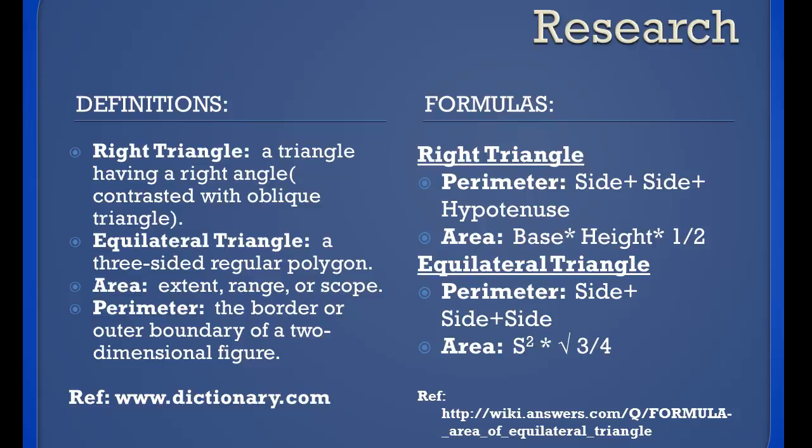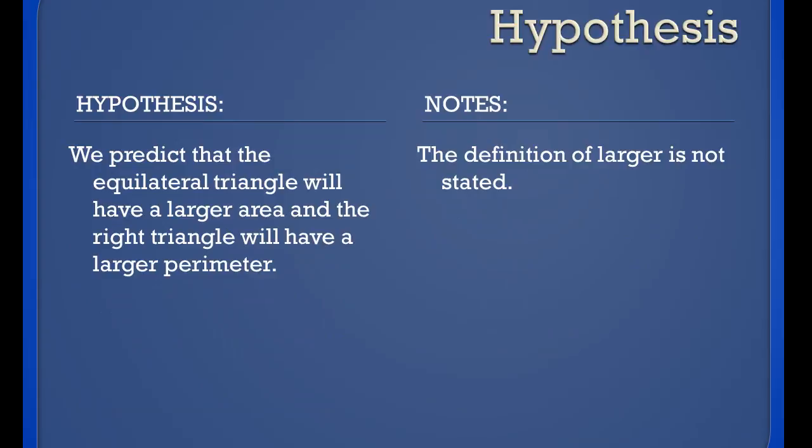These formulas are: right triangle, perimeter, side plus side plus hypotenuse; area, base times height times 1/2. Equilateral triangle, perimeter, side plus side plus side; area, side squared times the square root of 3 divided by 4. We predict that the equilateral triangle will have a larger area and the right triangle will have a larger perimeter. We also quickly found that the definition of larger is not stated.